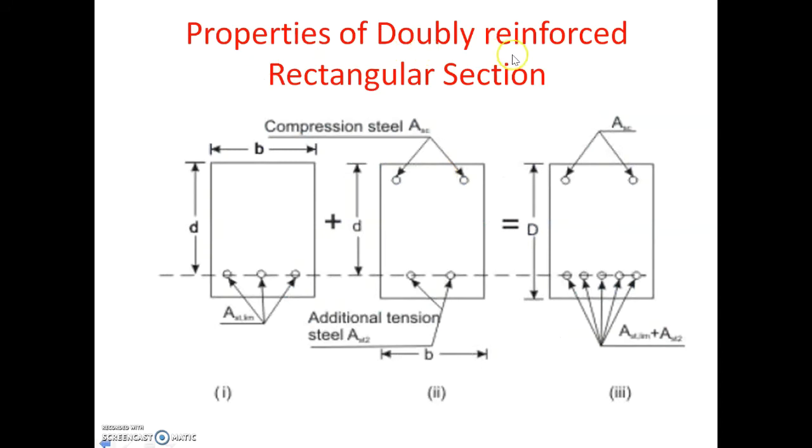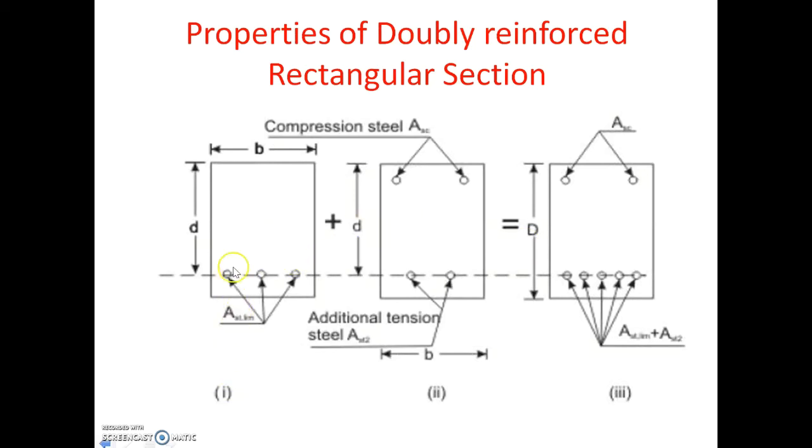These are the properties of a doubly reinforced beam section. So this is the doubly reinforced beam section. In this case, b is the width of the beam, capital D is the total depth of the beam, and small d is the distance from the top of the beam to the tension zone reinforcement center, that is called effective depth. This particular beam is divided into two beams.